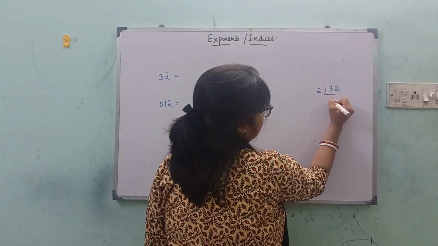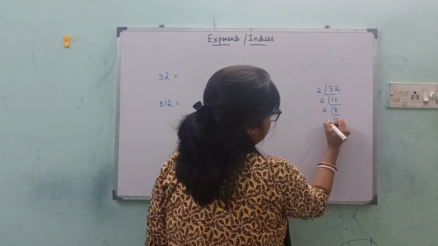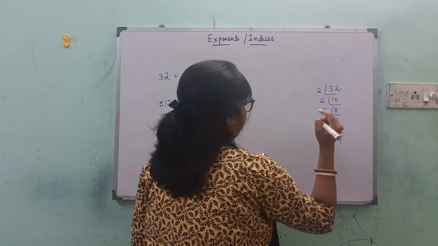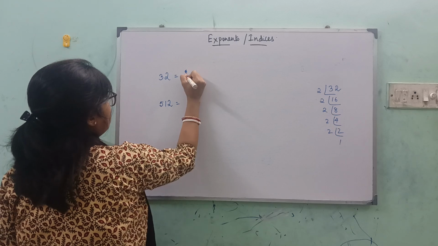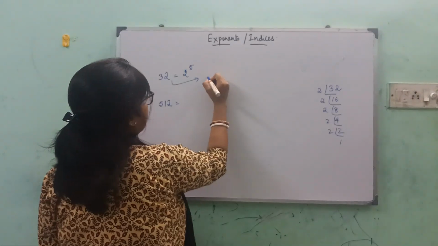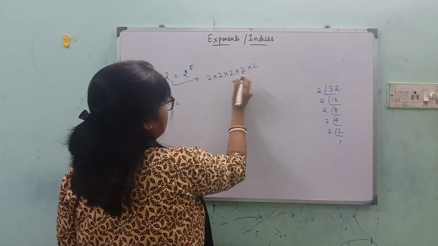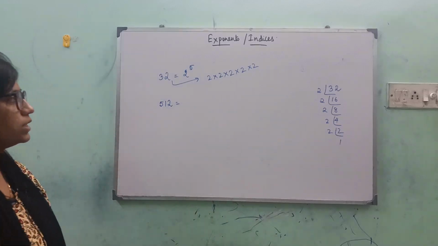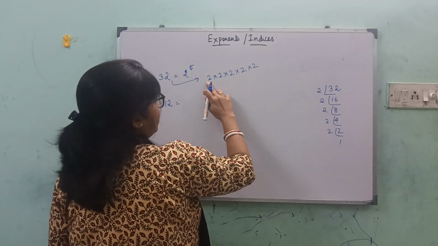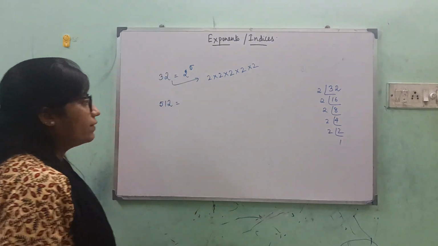32, 16, 8, 4. Okay, so 1, 2, 3, 4, 5. 32 is 2 to the power 5. That means this 32 means 2 is multiplied 5 times. So a number when multiplied to itself n number of times, we know it is the number to the power n. So here 2 is multiplied to itself 5 times, so it is 2 to the power 5.